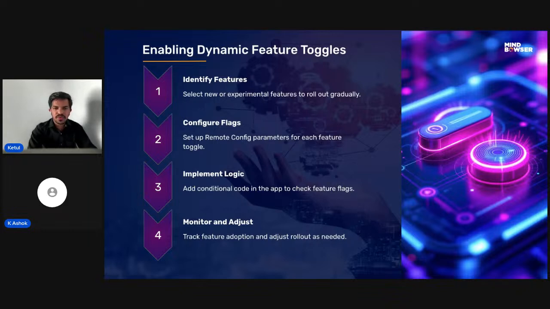Configuring flags allows you to manage feature availability dynamically. After setting up these flags, you will need to implement the logic in your app to check and respond to these flags. According to their values, it can be dynamically changed all over the app. Finally, after enabling your feature toggles, it's crucial to monitor their performance and adjust the rollout as needed. The iterative process ensures that your features are refined and ready before reaching a broader audience.